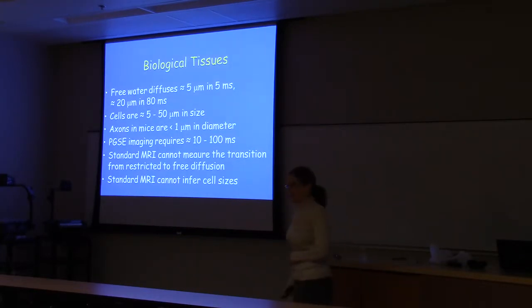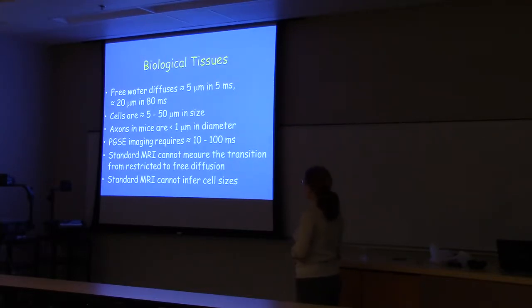So what are we looking at in biological tissues? Well, free water diffuses about 5 microns in 5 milliseconds, or 20 microns in about 80 milliseconds. Cells are about 5 to 50 microns. Axons in mice are much less than 1 micrometer. The standard MRI sequence that I told you about, this pulse gradient spin echo, requires the diffusion time to be 10 to 100 milliseconds. So we've pretty much gone at least the size of the cell.